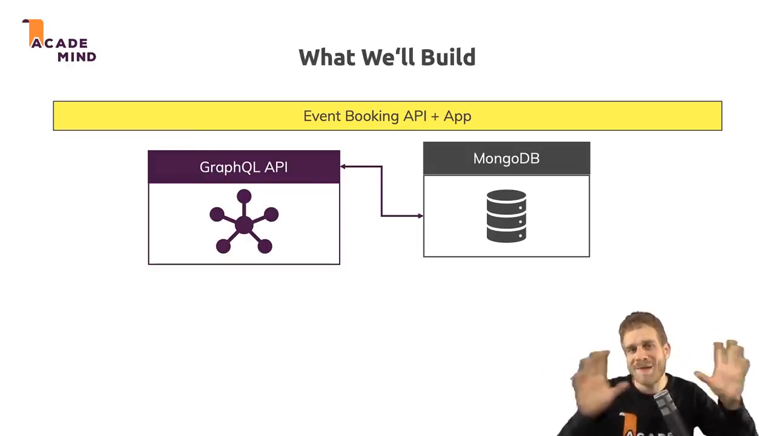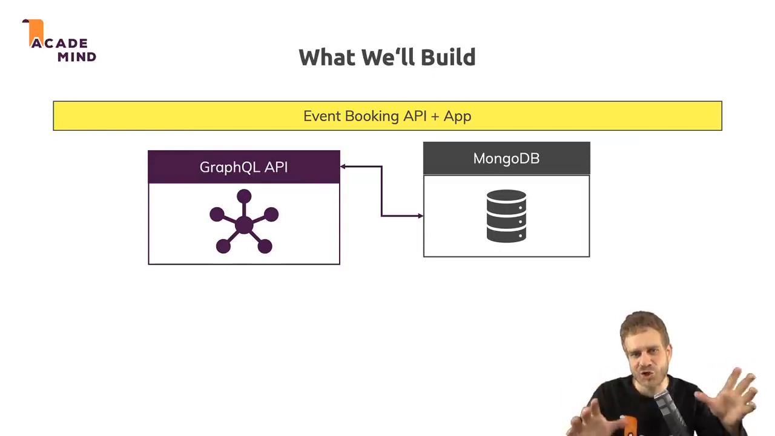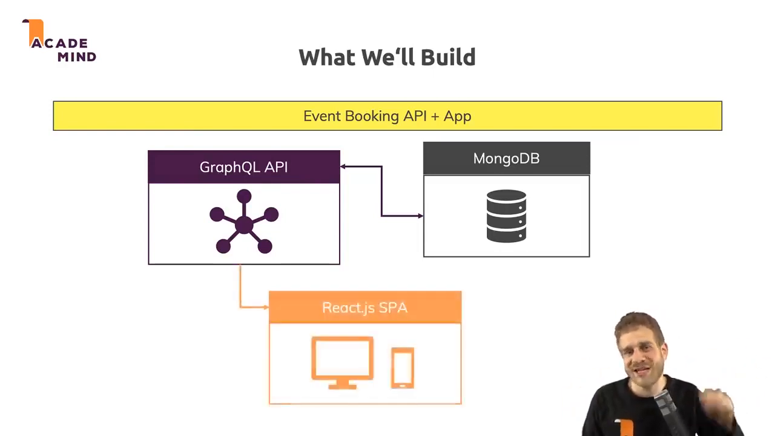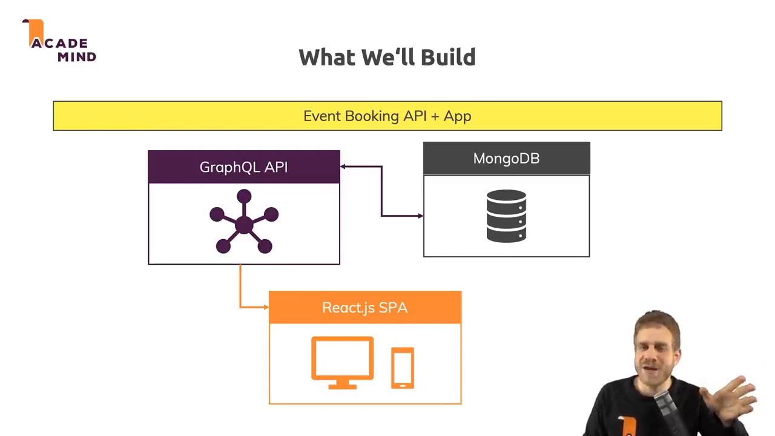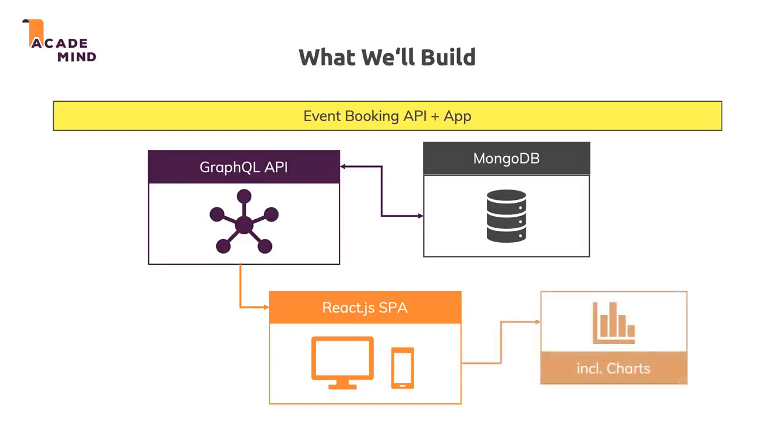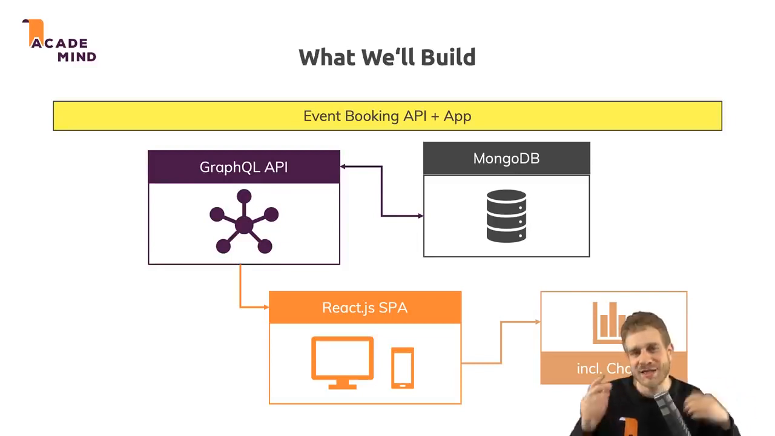And once this entire backend and this entire API is finished, which will certainly take a couple of videos, once that is done, we will attach our frontend, and that will be a React.js single-page application. So I will add this to the API then. And for good measure, once all of that is finished, we'll throw some charts into the React application, so that we can see how we can use a charting library in a React app and chart some of the data we can fetch from the API.